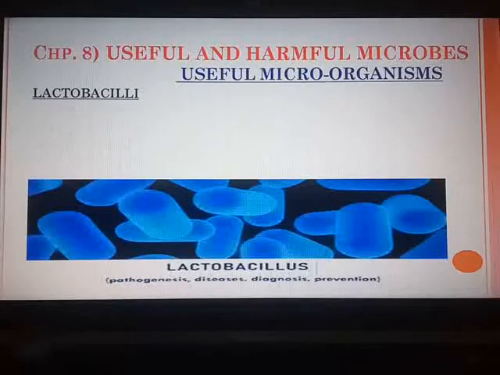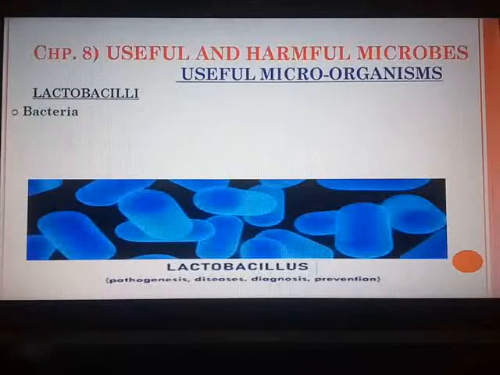Now LACTOBACILLI is a gram-positive bacteria. What do you mean by the term gram-positive? Two types of bacteria are there, gram-positive and gram-negative. Gram-positive bacteria have a thick peptidoglycan layer and no outer lipid membrane, whereas gram-negative bacteria have a thin peptidoglycan layer and an outer lipid membrane. So this LACTOBACILLI is a gram-positive bacteria.